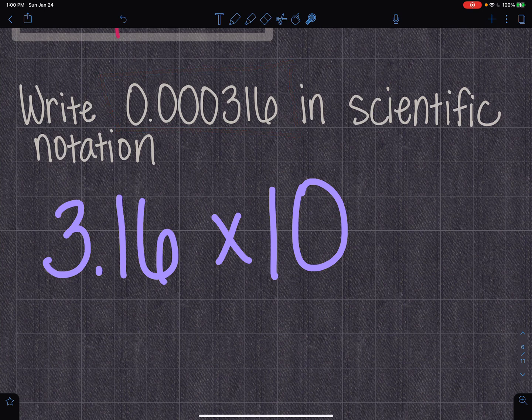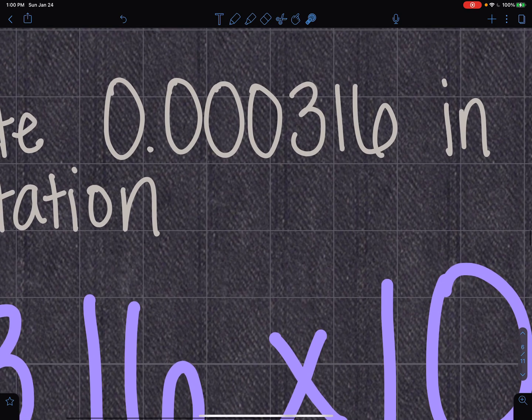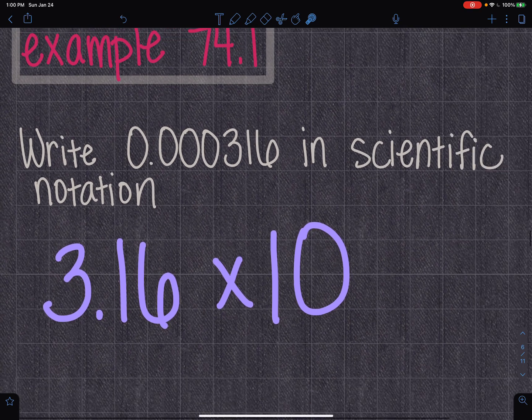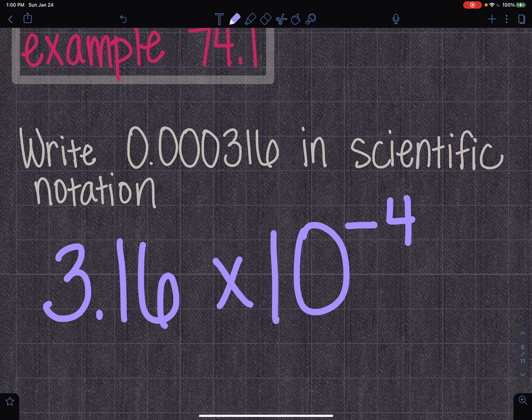Okay, so it's 3.16 times 10 to the something. And then what we have to do is just figure out how many times we move that decimal. So I'm going to zoom in on this. Okay, we want the decimal here, but it started out there. How many places do we move it? 1, 2, 3, 4. Okay, so it's going to be 3.16 times 10 to the negative 4. Okay, sweet, right? Easy peasy.